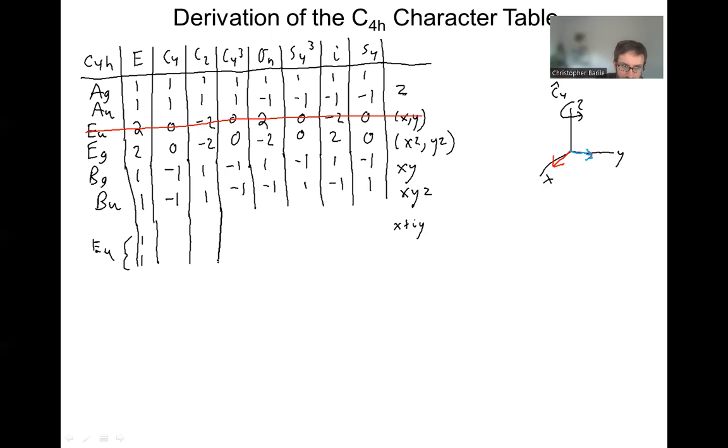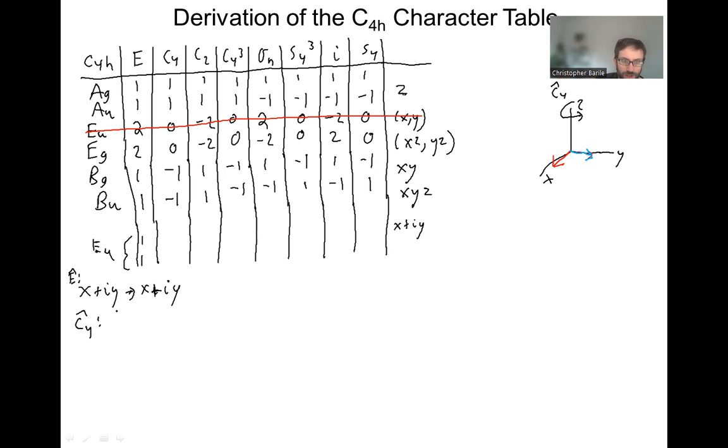I'm just going to bring these columns down, and we're going to see what happens with this kind of crazy complex function. Just treat it like any other function. You take the identity operation: what happens to x plus iy? It goes to x plus iy. Of course, anything that we do identity to goes to itself.